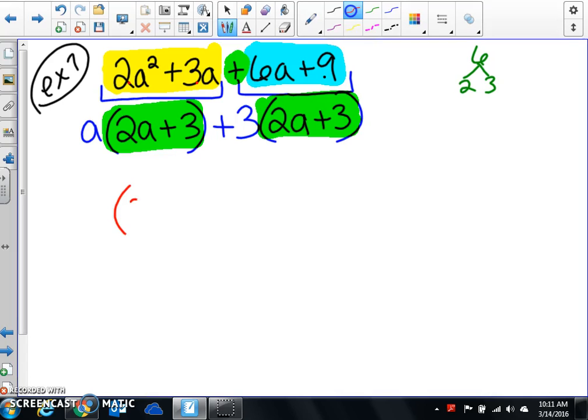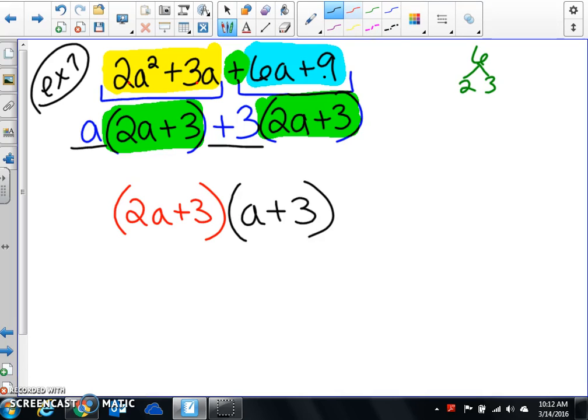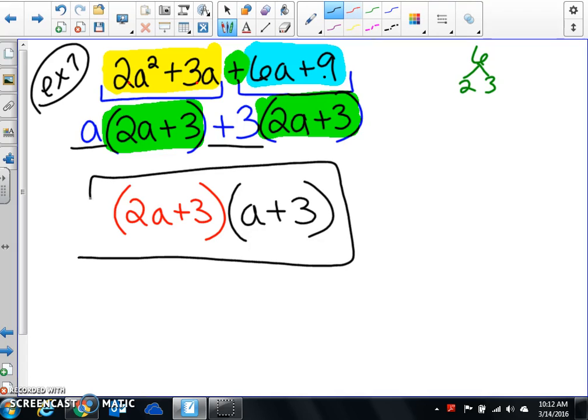2a plus 3 are both in parentheses. So I rewrite it as 2a plus 3. Then, whatever is left over, I have an a and a plus 3. So I write that a plus 3. That is factored.